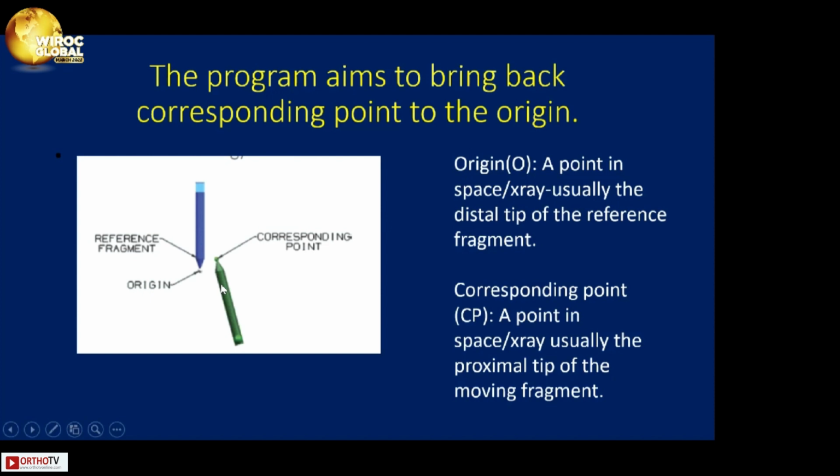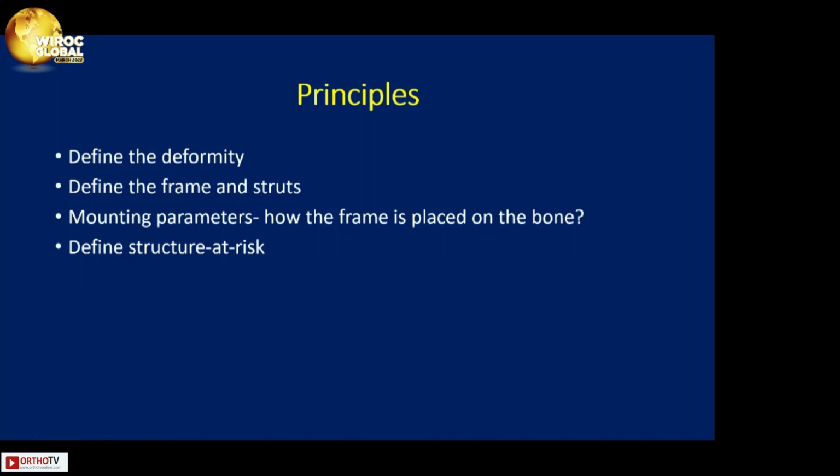It is based on the principle that there is something called the origin, which is the point on the reference fragment, and there is something called the corresponding point, which is on the moving fragment. We want to align these two points together, and when we create that program, we tell the software how these points are placed and how the ring is placed in relationship to the origin on the reference fragment. So one has to define the deformity, define the frame and struts, and tell how the frame has been put on the bone.